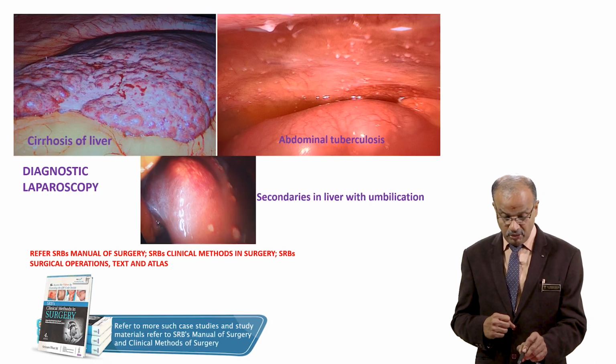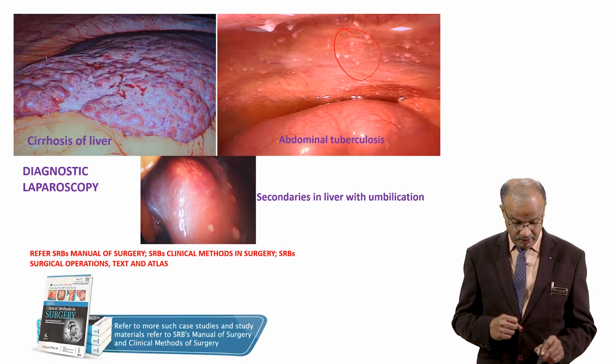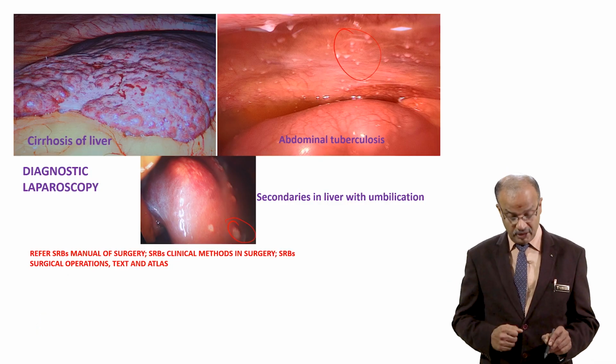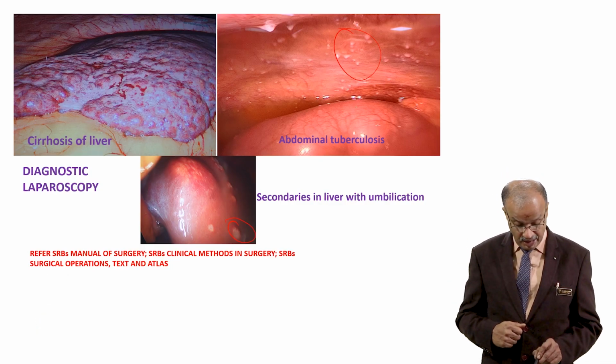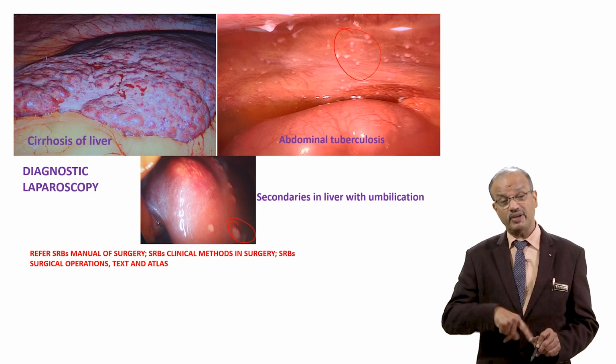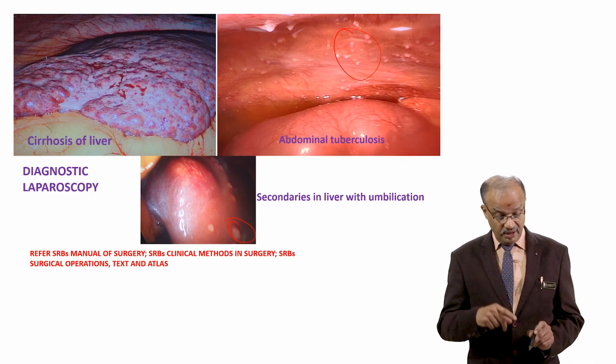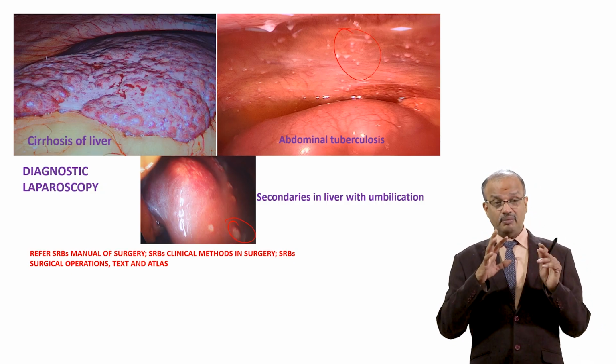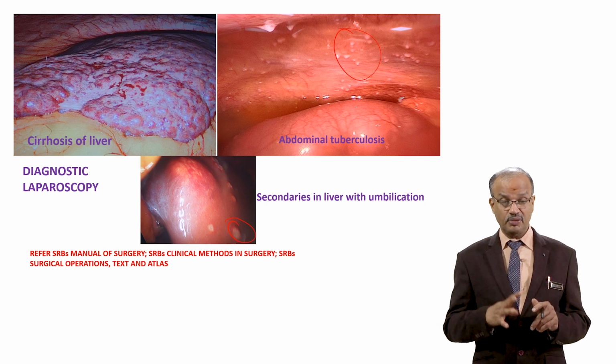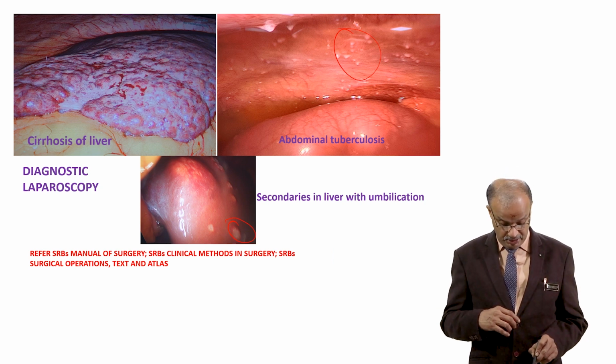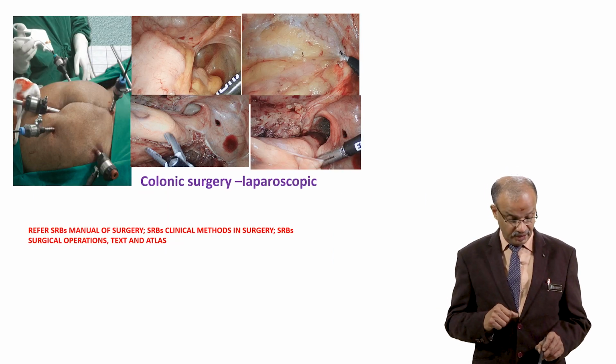Cirrhosis of the liver, septum, tuberculosis, multiple tubercles are there. Umbilication due to central necrosis is typical of secondaries in the liver, not in the neck, sorry, in the liver. Typical multiple secondaries with umbilication due to tumor necrosis. Very typical of the liver secondaries.